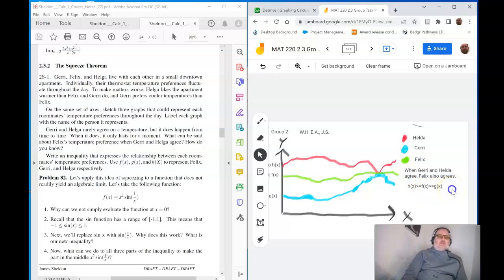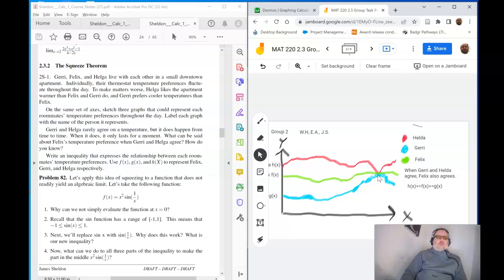And so then in this task, you drew some sample temperature preferences throughout the day for Helga and for Jerry. And at one point, these touch. And at that point, we can essentially conclude that Felix's temperature is the same as Helga and Jerry's, since if Helga and Jerry are equal and Felix is between the two, Felix would have to be equal as well.